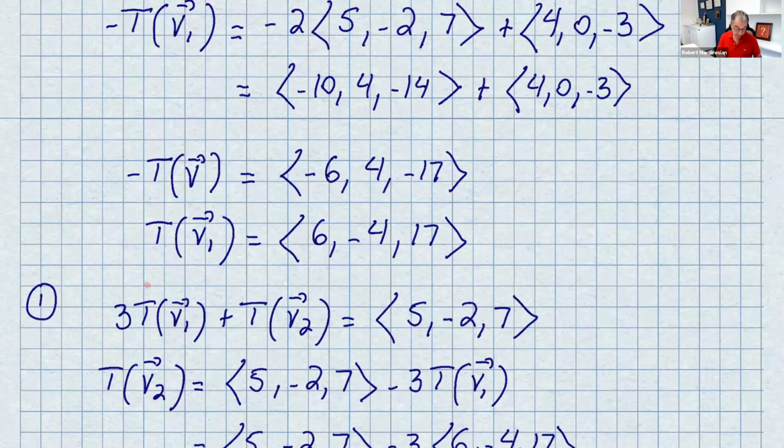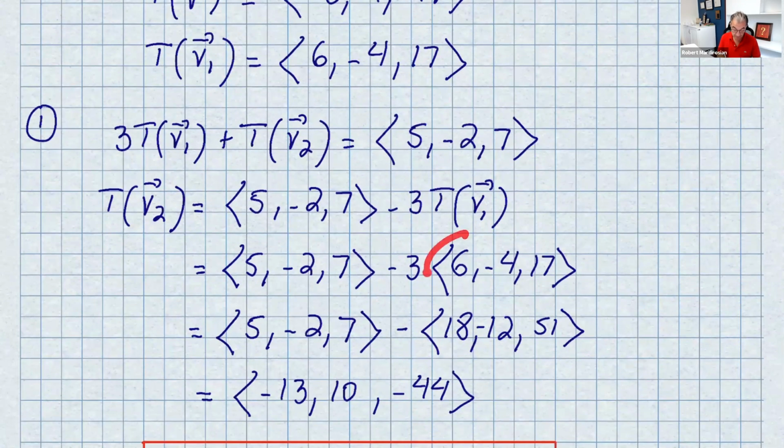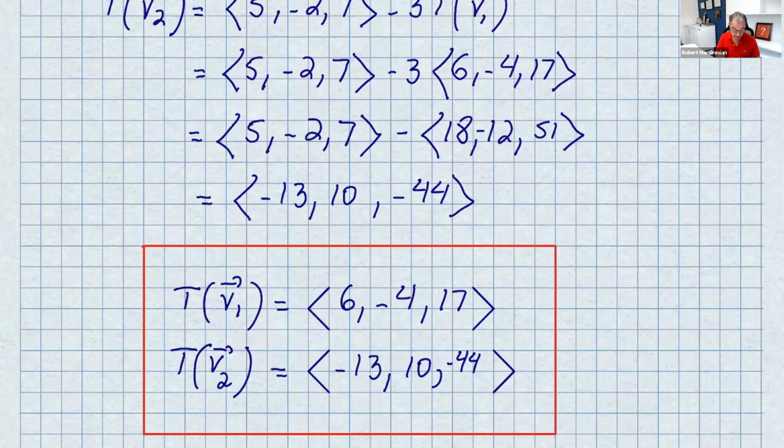Now you can go to the first equation. We know that 3 times T of v1 plus T of v2 is (5, -2, 7), and isolate T of v2. So that's going to be (5, -2, 7) minus 3 times T of v1. But we know what T of v1 is now. You just substitute and you simplify. This is simple arithmetic, and you are going to get T of v2. So T of v1 is (6, -4, 17), and T of v2 is (-13, 10, -34).